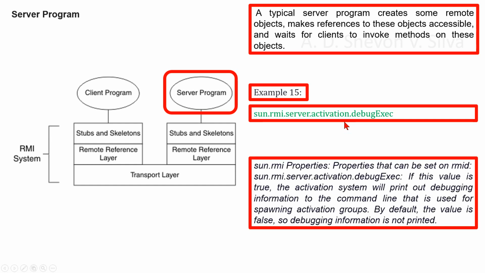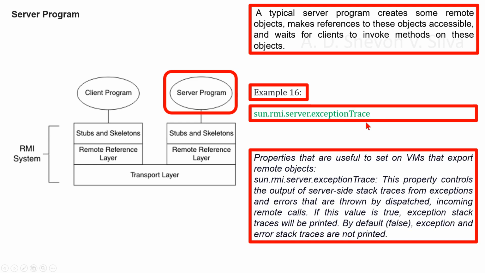Now we are considering properties that can be set on RMID in Java, in sun.rmi properties. sun.rmi.server.activation.debugExec. If this value is true, the activation system will print out debugging information to the command line that is used for spawning activation groups. By default, the value is false, so debugging information is not printed.